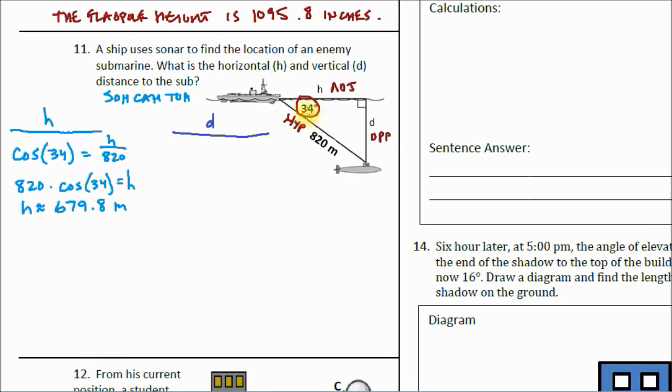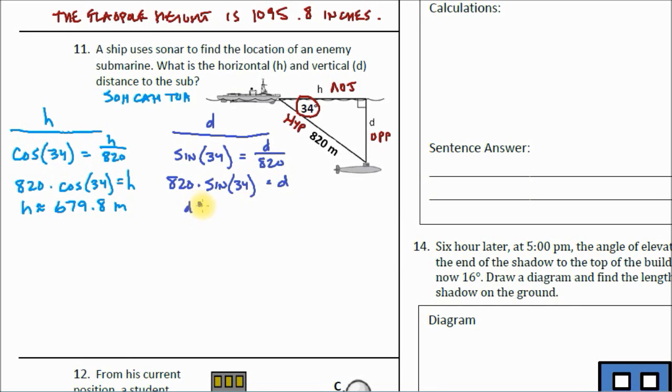Alright, let's go ahead and find the value of D, the depth. D is opposite, and we know hypotenuse. Opposite and hypotenuse are sine, so we're going to use sine of 34 is equal to opposite, which is our D variable, over hypotenuse, which is 820. Notice how close that is to our H value. But don't get these switched around. You'll get two wrong answers. Make sure you get the right trig function for each of the variables. So you multiply both sides by 820. That cancels the denominator on the right and moves the 820 to the left side. That is equal to D.